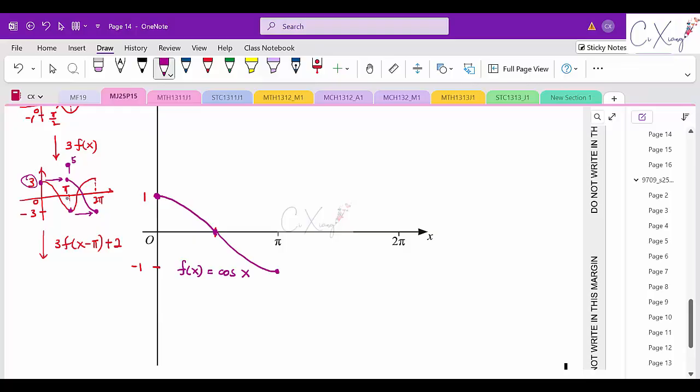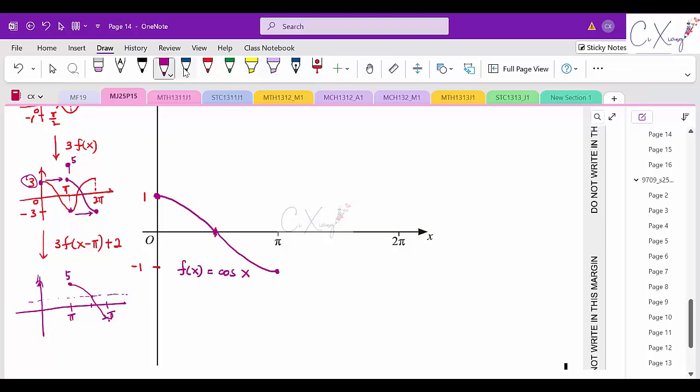So the minimum point now becomes -1. And after that, the x-intercept. The x-intercept originally is the x-axis, right? You move up 2, so it becomes the line y equals to 2. Okay? So we roughly know that my final graph will look something like this. I'm having pi, then to 2 pi. The highest point is a 5 at pi. Then you pass through the 2 at 3 pi over 2. Then at 2 pi here, it is -1. So basically, it will look something like this.